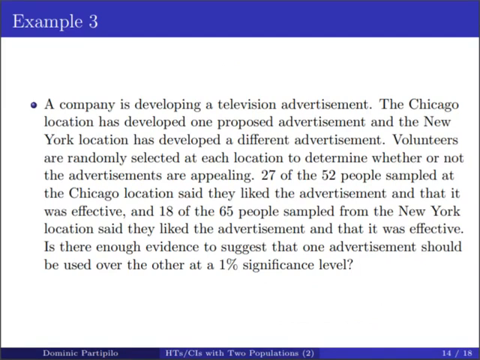In the Chicago location, it turns out that 27 out of the 52 people who were sampled said that they liked the advertisement and that it was effective. And 18 out of the 65 people from the New York location said that they liked the advertisement and that it was effective. So what we need to test here is whether or not there's enough evidence to suggest that one advertisement is better than the other and should be used. And in this case, we're going to be using a 1% significance level.